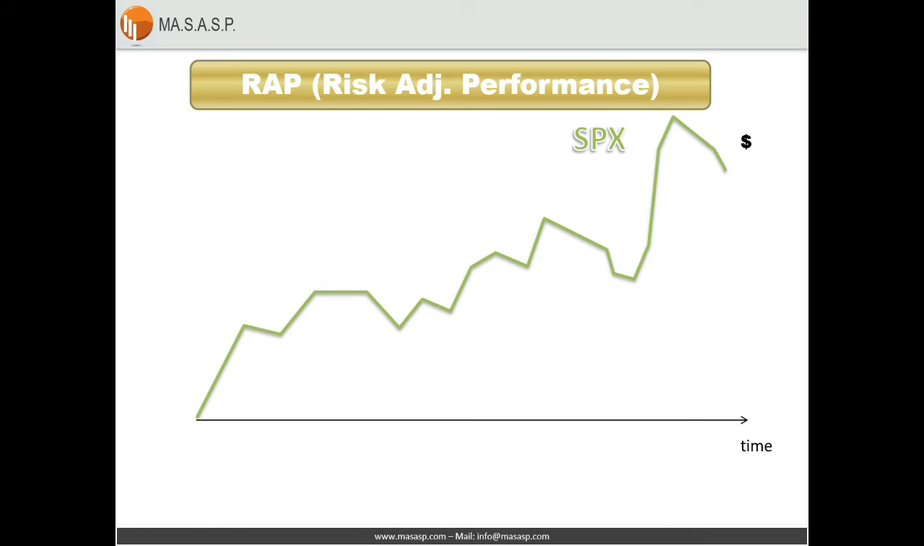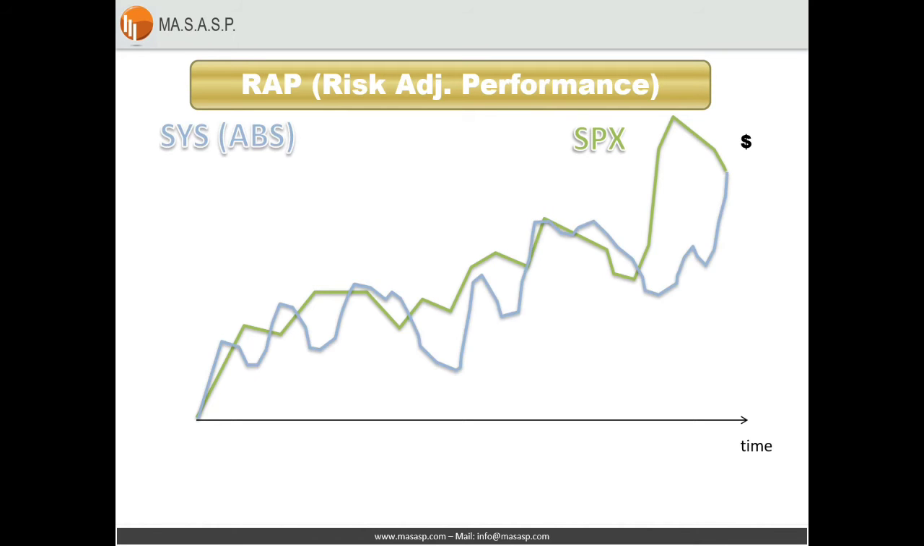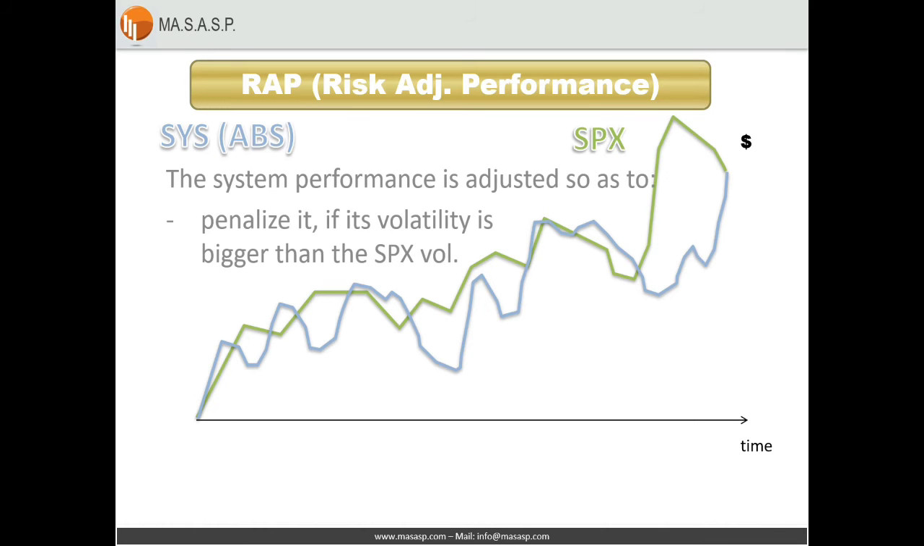Let the returns of the benchmark be plotted as a green line. Let's take then a volatile illustrative system to assess, the blue plot. According to the risk-adjusted performance, abbreviated as RAP, the performance estimate of this system should be adjusted so as to penalize it due to its bigger volatility with respect to the benchmark.